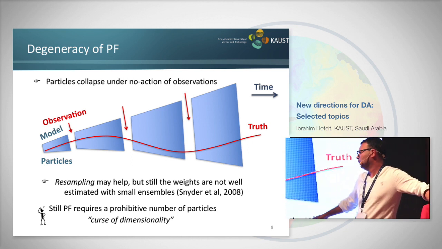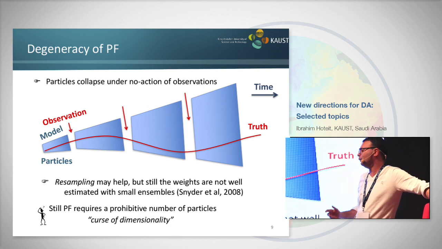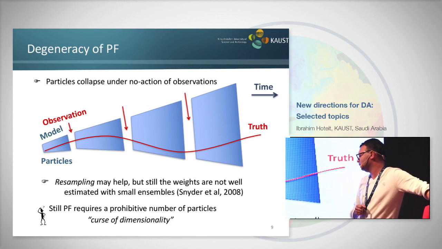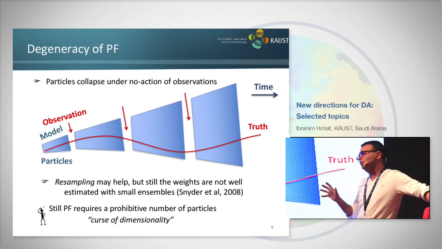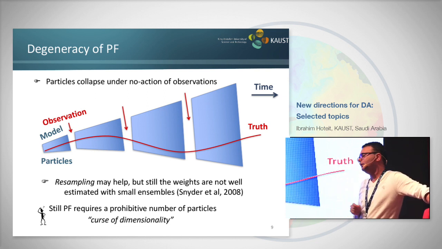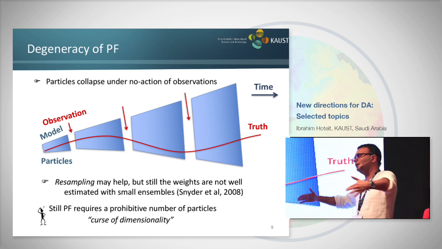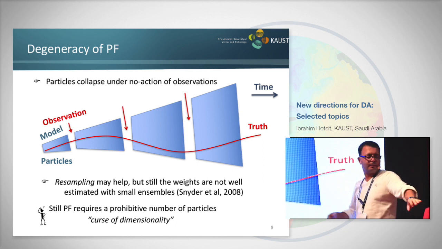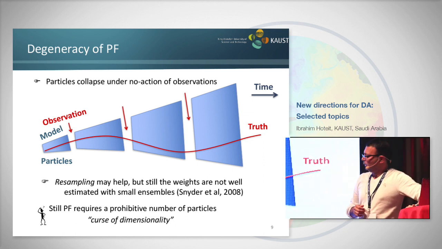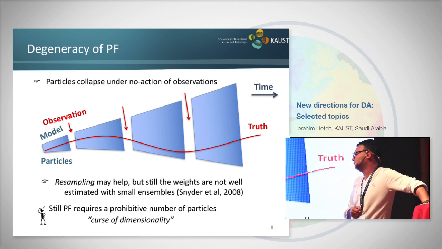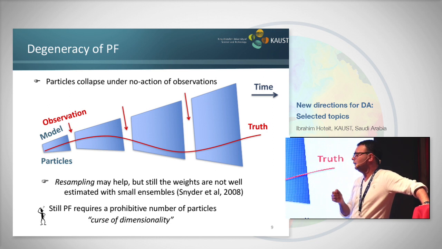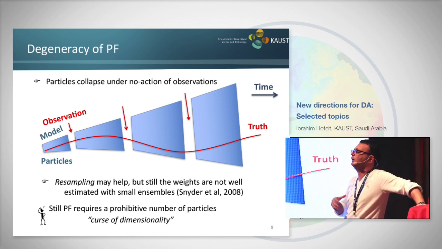But there's still an issue that even with resampling, it's not working very well, and this was very nicely discussed by Snyder in 2008. When you have a small number of particles, their weights cannot be well estimated because you're not representing the PDF very well. Okay? So the PF still requires a very large number of particles, and in principle, theoretically, it increases exponentially with the dimension. We call this the curse of dimensionality.